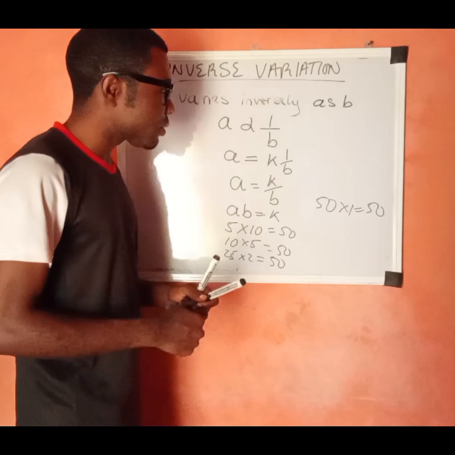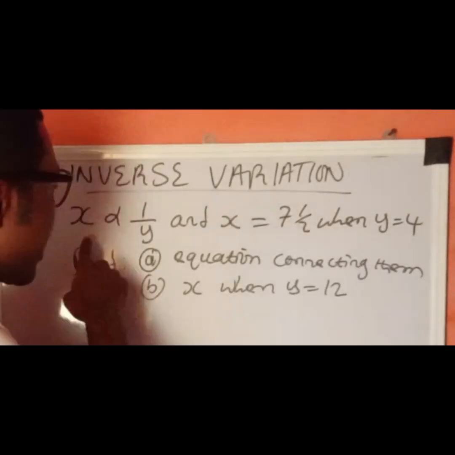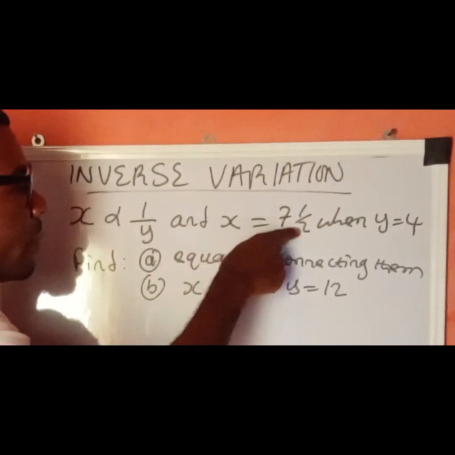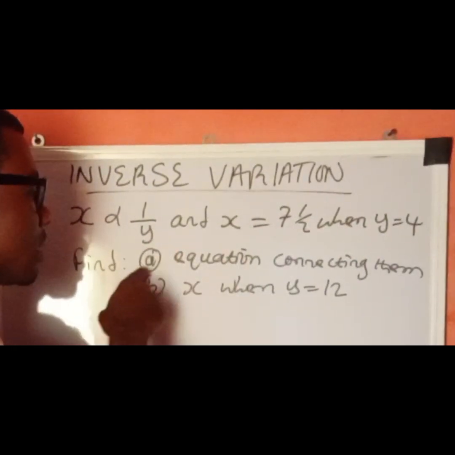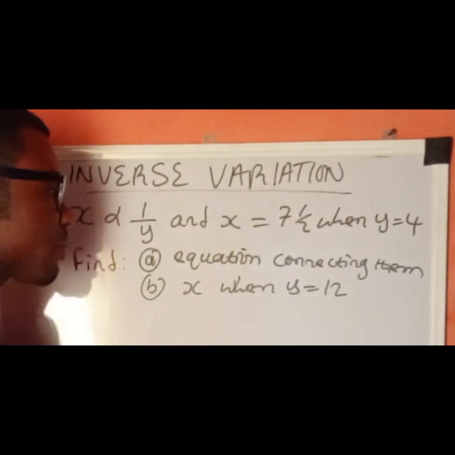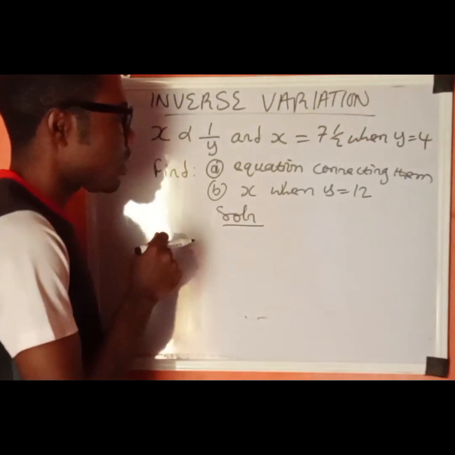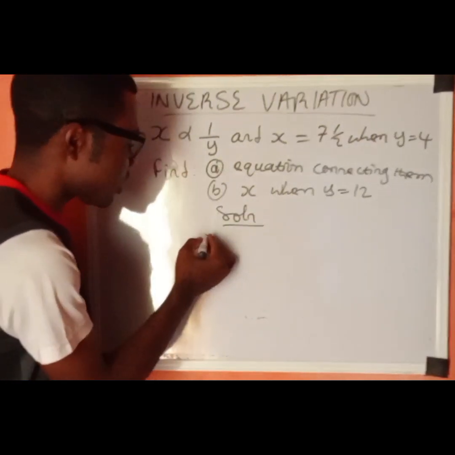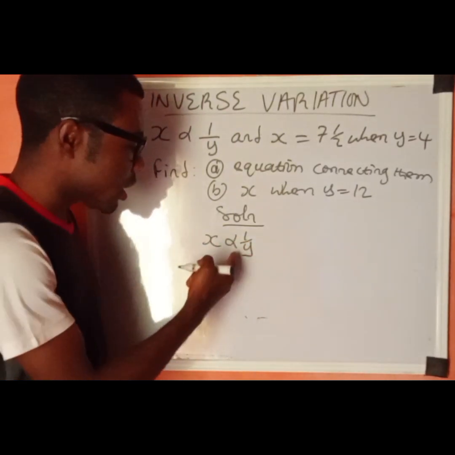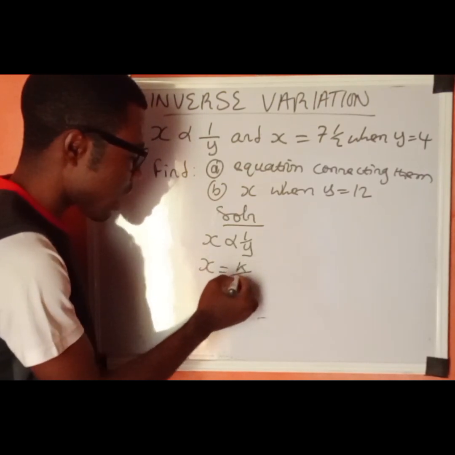Let us look at a few questions so that we'll see how we tackle it. If we look at this question that says x is proportional to 1 over y and x is 7 whole number 1 over 2 when y is 4, find A, the equation connecting them, B, x when y is 12. Solution first. This is our relationship: x is proportional to 1 over y. And I said we change this to an equality sign so that x is equal to k over y.